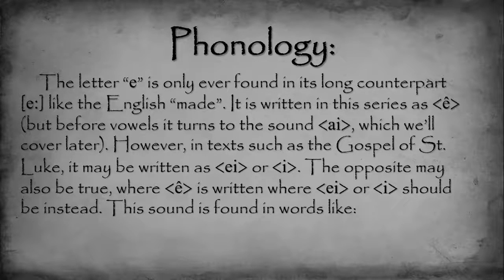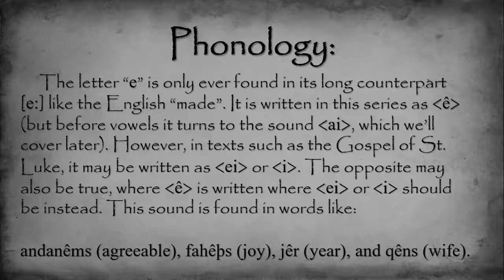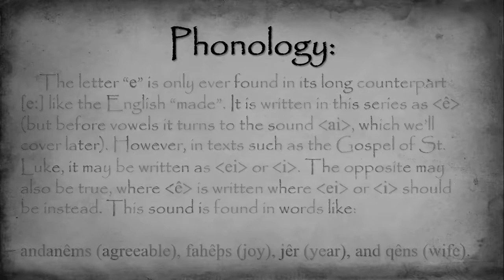The letter E is only ever found in its long counterpart, like the English maid. It's written in this series as E with a circumflex, but before vowels it turns to the sound AI, which we'll cover later. However, in texts such as the Gospel of St. Luke, it may be written as EI or even I. The opposite may also be true, where E with a circumflex is written where EI or I should be instead. This sound is found in words like néms, meaning agreeable, fehu, meaning property, jer, meaning year, and qéns, meaning wife.